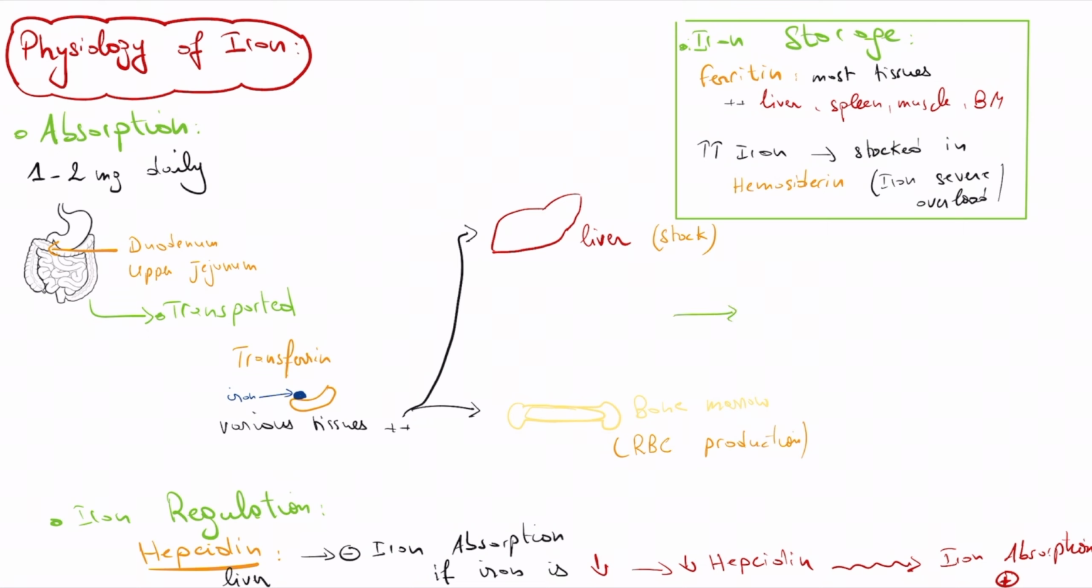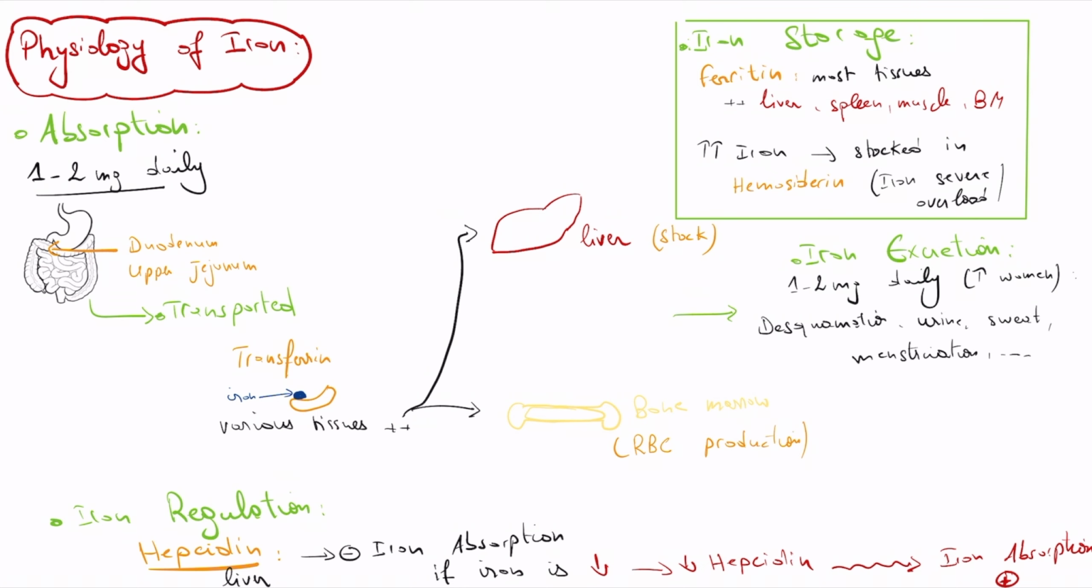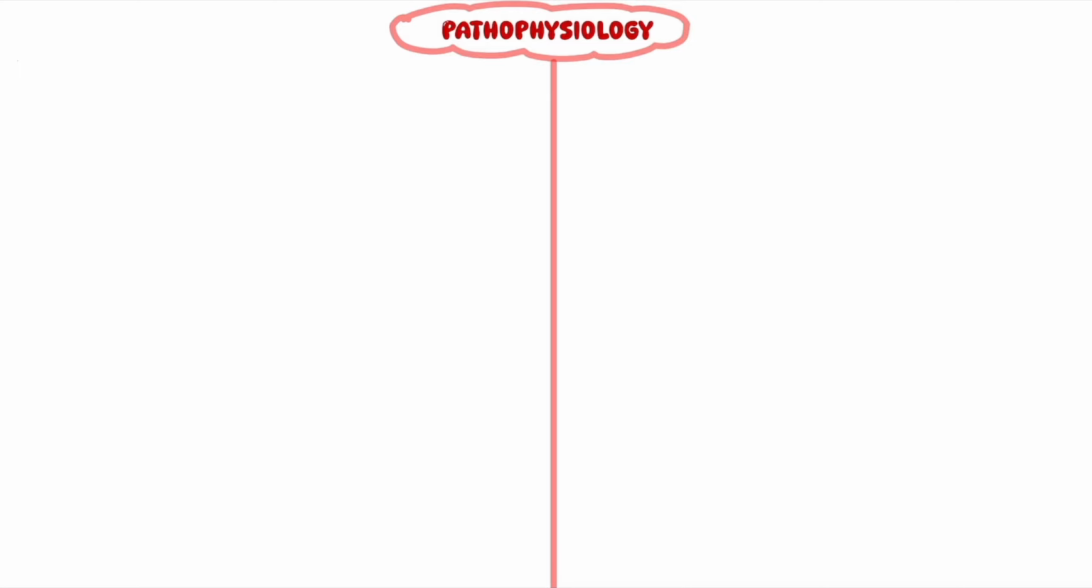1 till 2 milligrams of iron is excreted, the same amount as absorption, slightly more in women through desquamation, urine, sweat, and menstruation. We're now going to briefly talk about the pathophysiology. The most frequent mechanism is chronic blood loss.